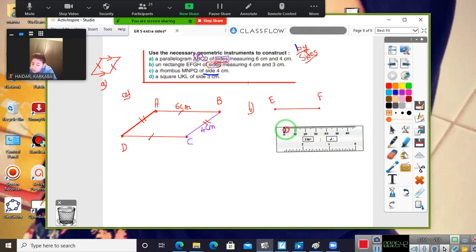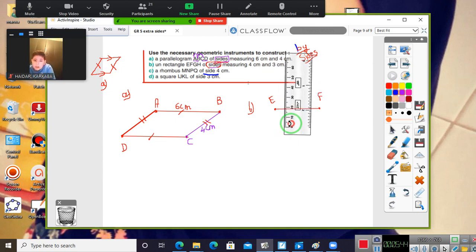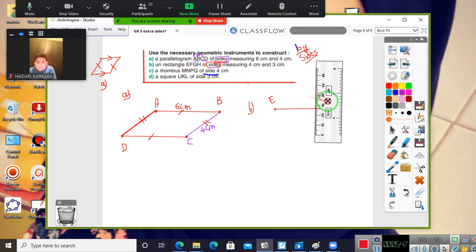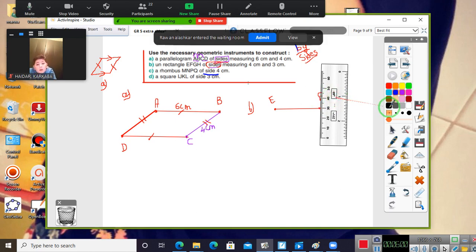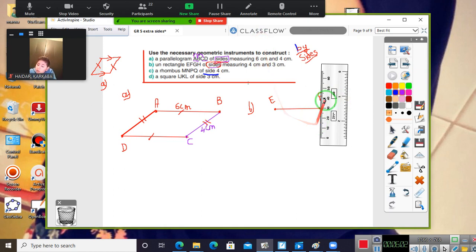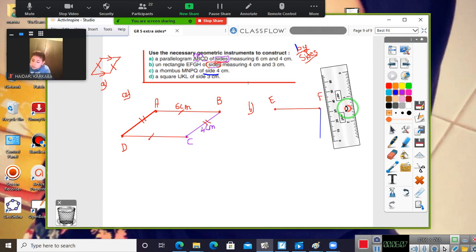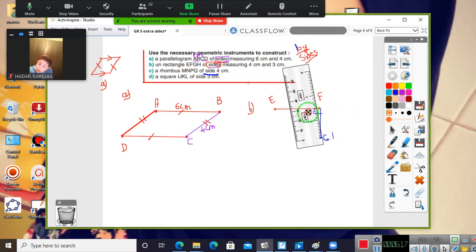I will move my set square to get 3 centimeter. From here or from here, it's the same. And should be perpendicular. Use your set square if you don't draw perpendicular with this ruler. So we draw a perpendicular of 3 centimeter. Did you see? I will mark my right angle and I will write FG. FG. Then I will continue by drawing like that.